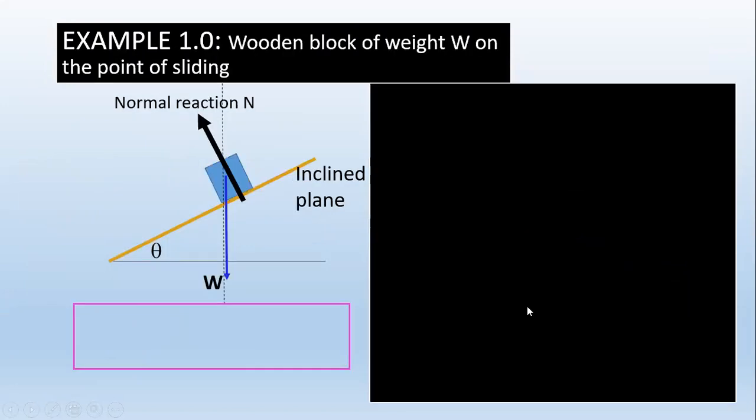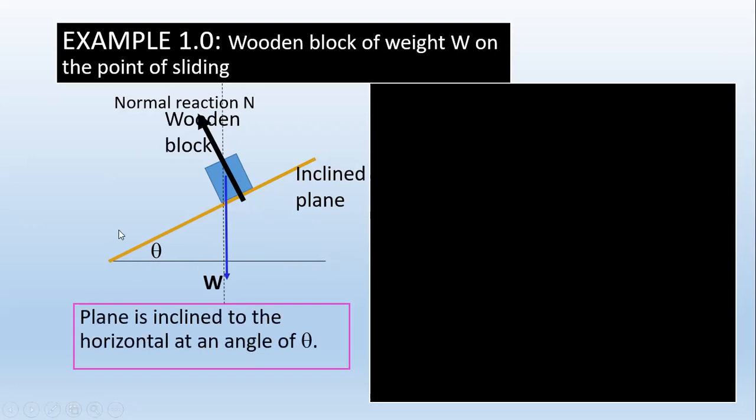Okay. So remember that this is from the topic, I think, under vectors. I can refer to that. There's your block, there's your normal reaction, there's your weight from the center of gravity, and this is your inclined plane or slope. The plane is inclined with angle theta to the horizontal.